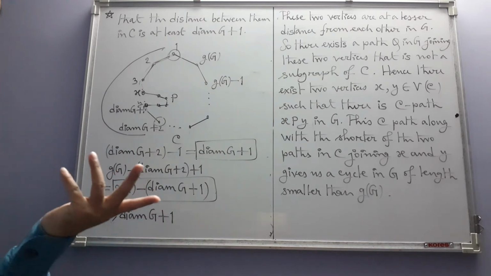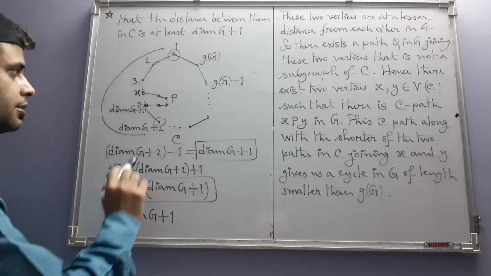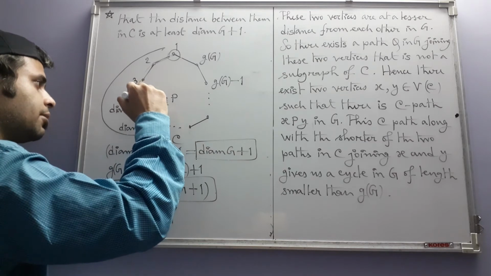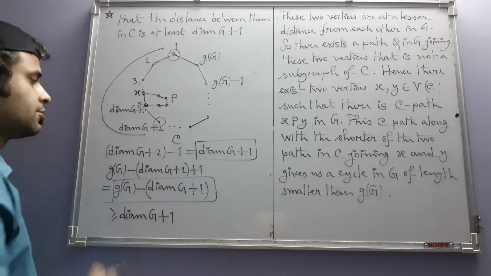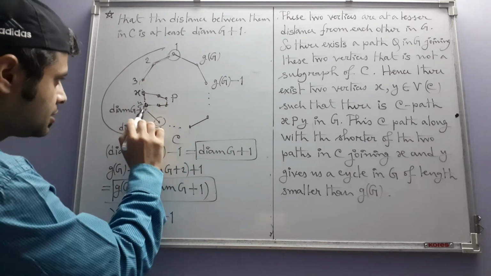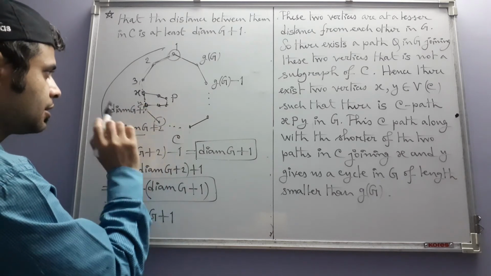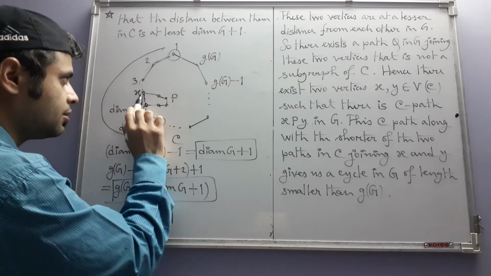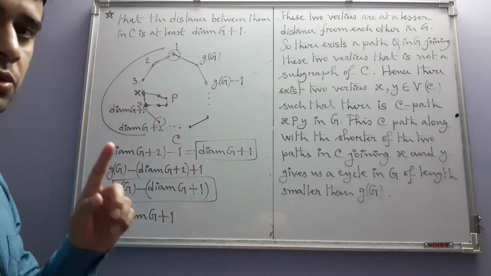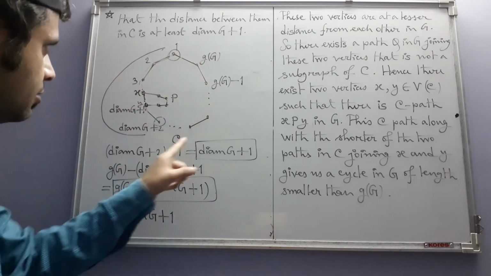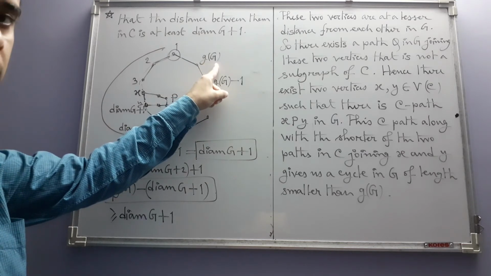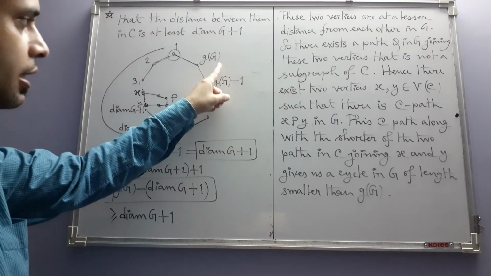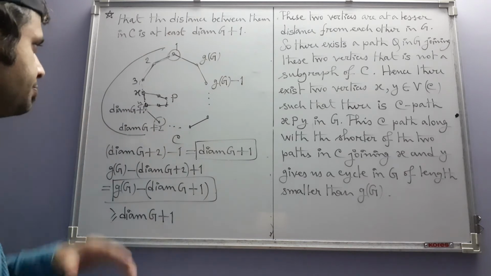One of them will be the shorter path. If this is the shorter path between x and y, this one that goes like that, then you take this path along with P, you get a cycle whose length is smaller than the girth of G, that is smaller than the length of C.